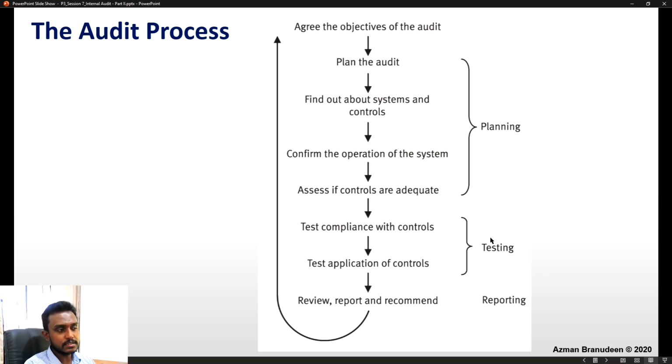Initially the planning stage, then you do the testing stage, and finally you arrive at the review, report and recommend stage, which then connects the cycle where you upgrade and revamp the objectives whenever necessary based on the report and the recommendations. So three key stages: the planning stage, testing stage and the reporting stage. This is the audit process.